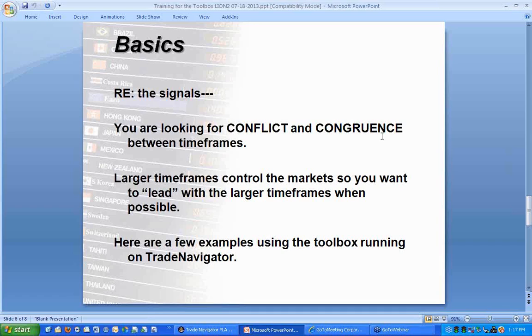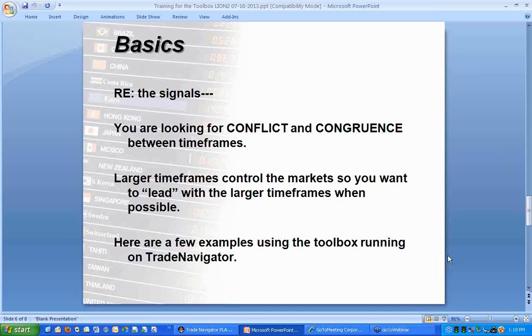So maybe you'll get a sell signal at 10 o'clock in the morning on a 60-minute chart, and then at 11 o'clock or noon, the 180 has a sell signal. Or at 11 o'clock or noon, the 240 has a sell signal. You're looking for congruence. In other words, equal or better signals from more than one high time frame is called congruence. Larger time frames control the markets. So you want to lead with the larger time frames whenever possible. When you're looking for a setup to do something, the more information you can get from the larger time frames that give good clues as to what's most likely coming next, the better.